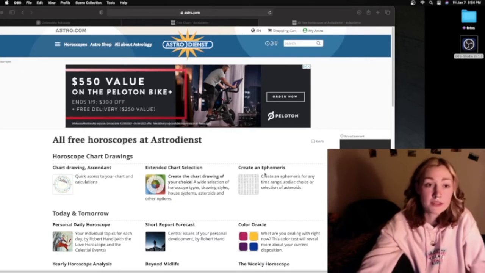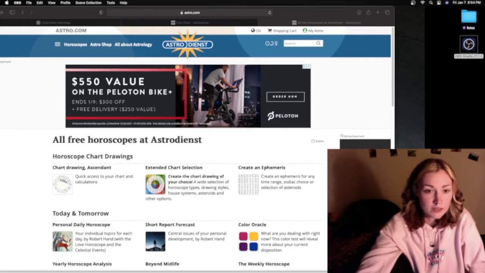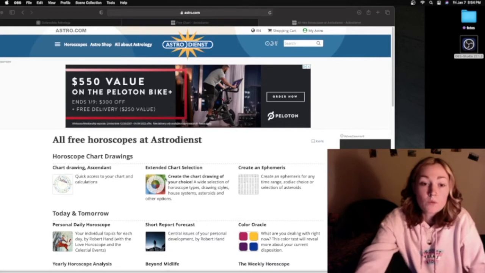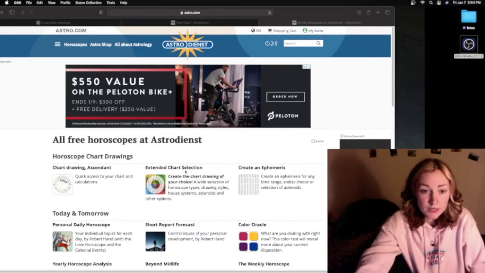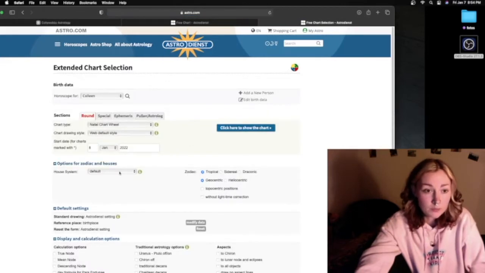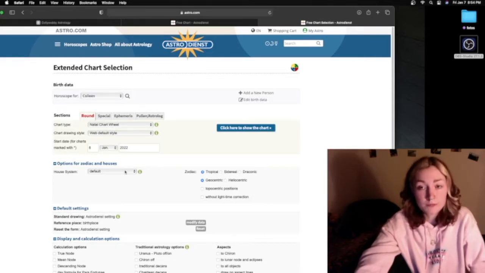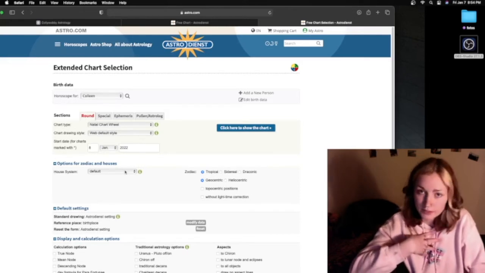So this is the website that I recommend, astro.com. If you're not signed in, I think it'll still look the same, it just might ask you to sign in. Now, what you're going to do is click on this right here, extended chart selection. When you click on that, it's going to bring this up. Mine's already in there, but it's going to ask you for your date, your time, all of that. Put that all in, put the place in.